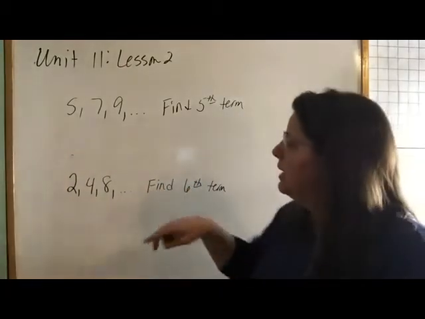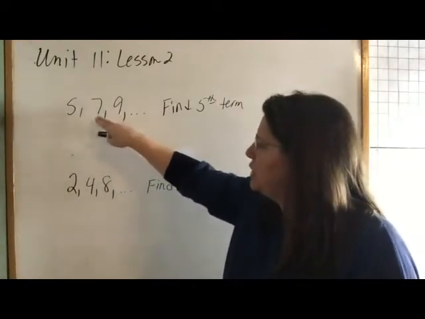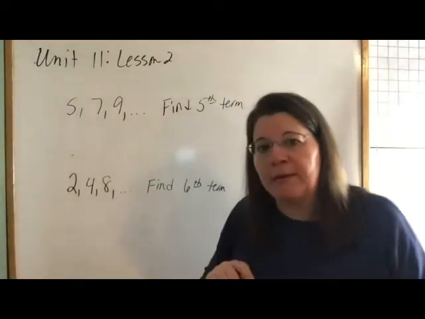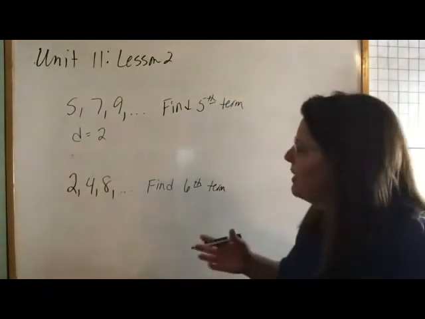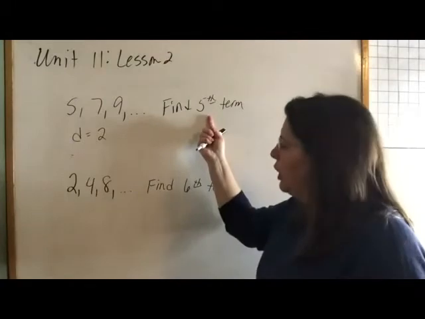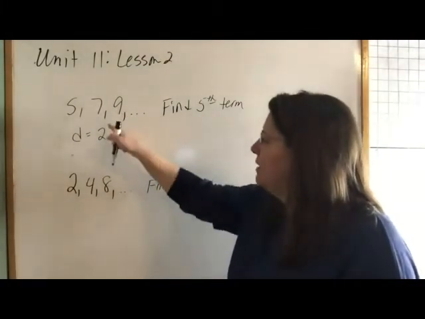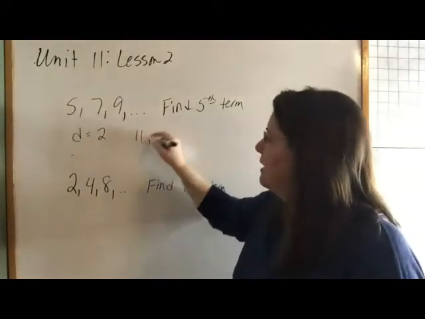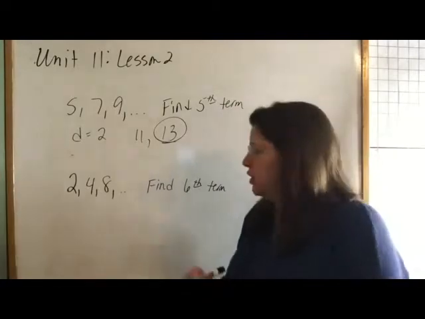So for this one, first of all, to go from 5 to 7, I've added 2 here. So it looks to me like that's arithmetic with a d value of 2. And if that's arithmetic and they just ask for the 5th term, then we're just going to add 2 more times. So the 4th term is going to be 11, the 5th term is going to be 13, we've found our answer. So that's really simple to do.